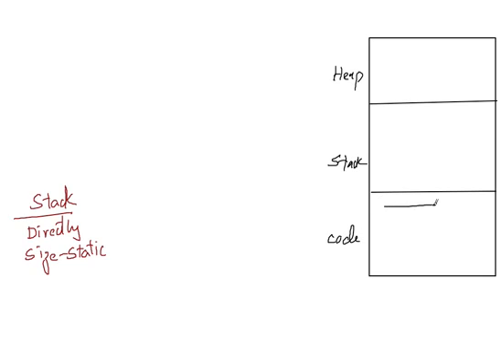Now the program running here can directly access the memory only present inside the stack. It cannot access the memory directly from heap. Then how is it going to access memory from the heap? So first of all, let us understand why the heap memory is required.